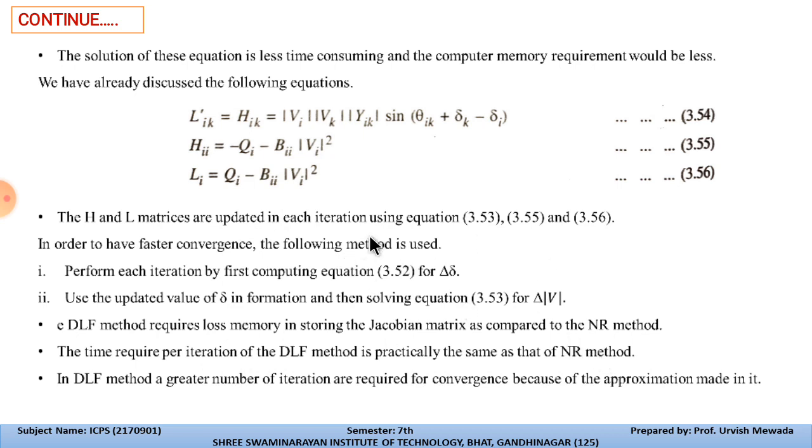So in this we can say both methods are fast, and we can choose any of the methods for the solution of the load flow studies. And in the DLF method a greater number of iterations are required for the convergence because of the approximation made in it. So generally we have the approximation while we compute each and every iteration, so that's why in the case of the DLF method a greater number of iterations are required.